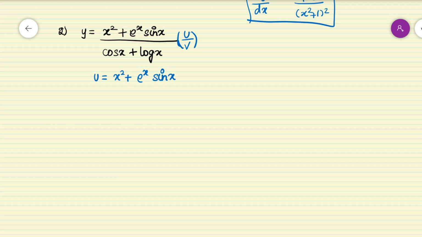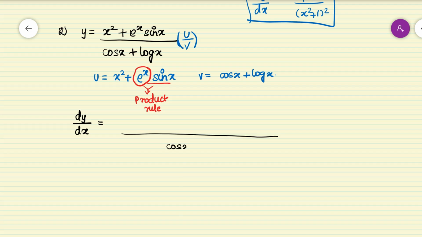See, the given thing is in the fraction form. So u is x square plus e power x sin x. Here e power x sin x is in the product form, so you have to use the product formula u v dash plus v u dash. But overall the question is in the form of u by v, because both are functions of x.